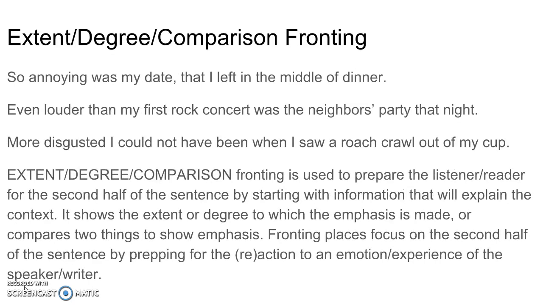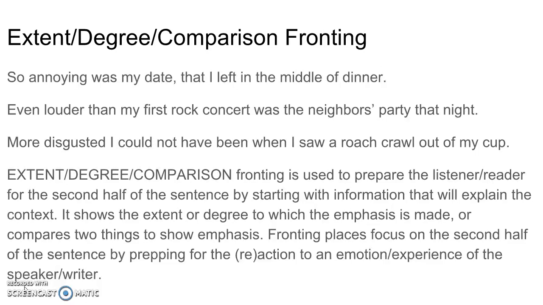Extent degree comparison fronting is the second kind. Extent degree comparison fronting is used to prepare the listener or reader for the second half of the sentence by starting with information that will explain the context. It shows the extent or degree to which the emphasis is made or compares two things to show emphasis. Some examples are, so annoying was my date that I left in the middle of dinner. Even louder than my first rock concert was the neighbor's party that night. Or, more disgusted I could not have been when I saw a roach crawl out of my cup.